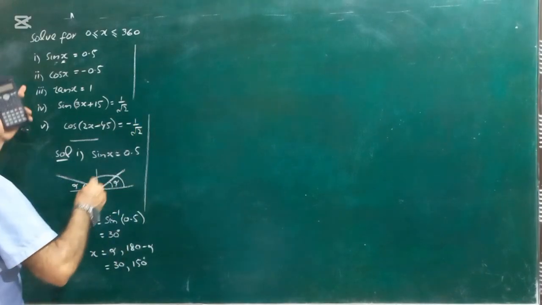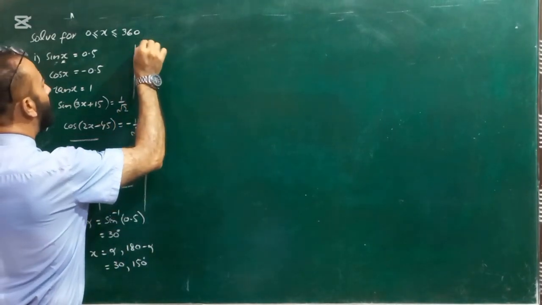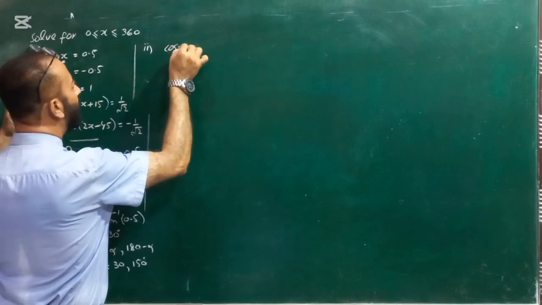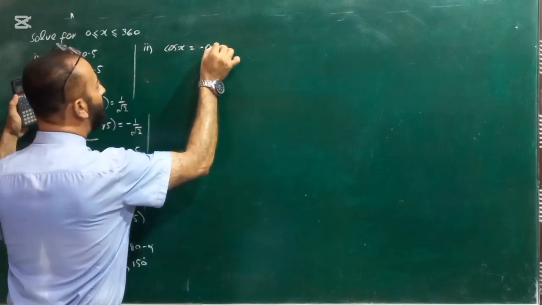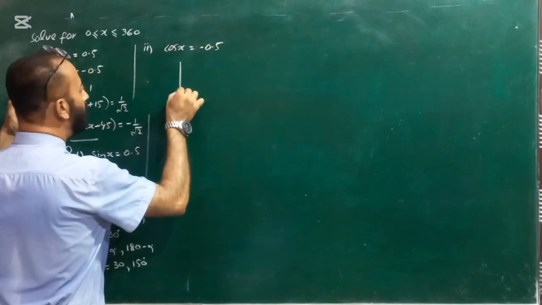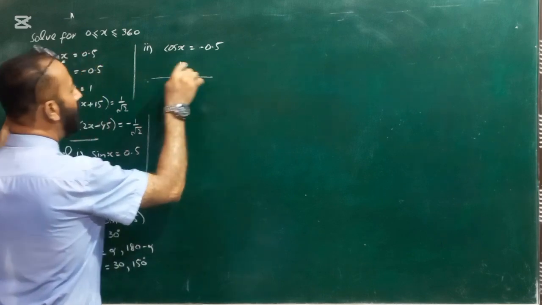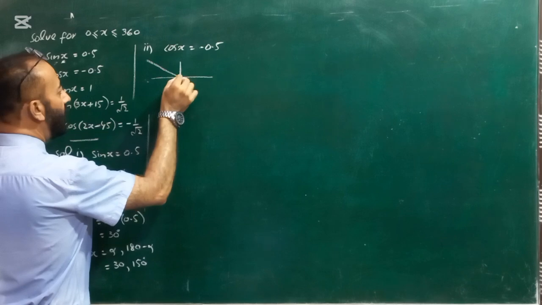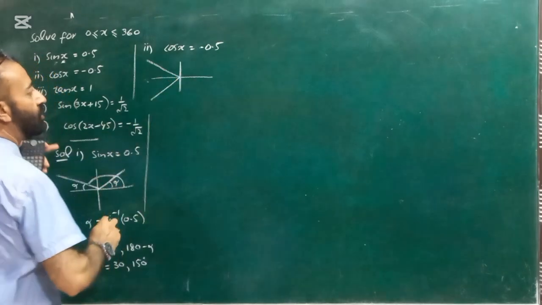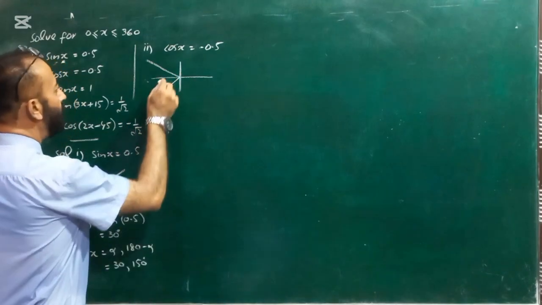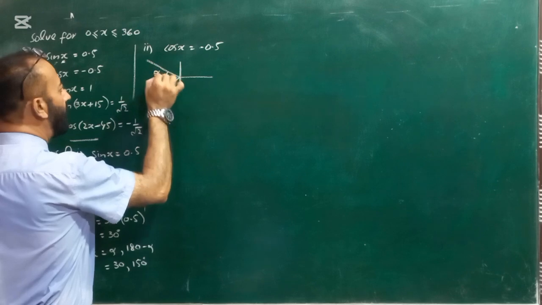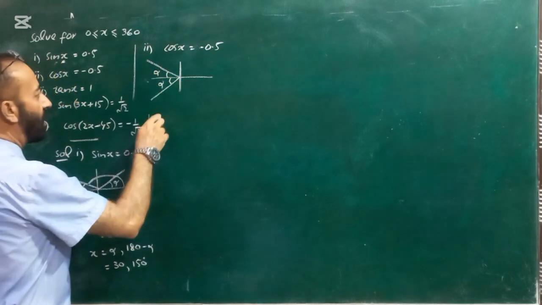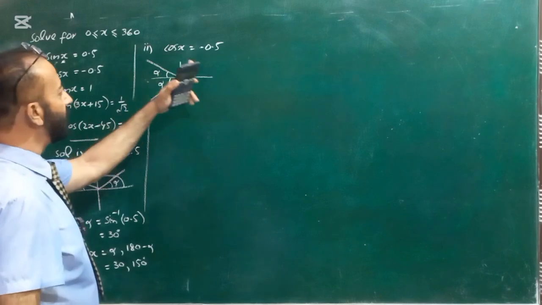Okay, now second part, that is cos x is equal to minus 0.5. So all students, this will be cos negative, take the third quadrant in which cos will be negative. So it means second and third quadrants are the quadrants in which we will work, because cos is negative.